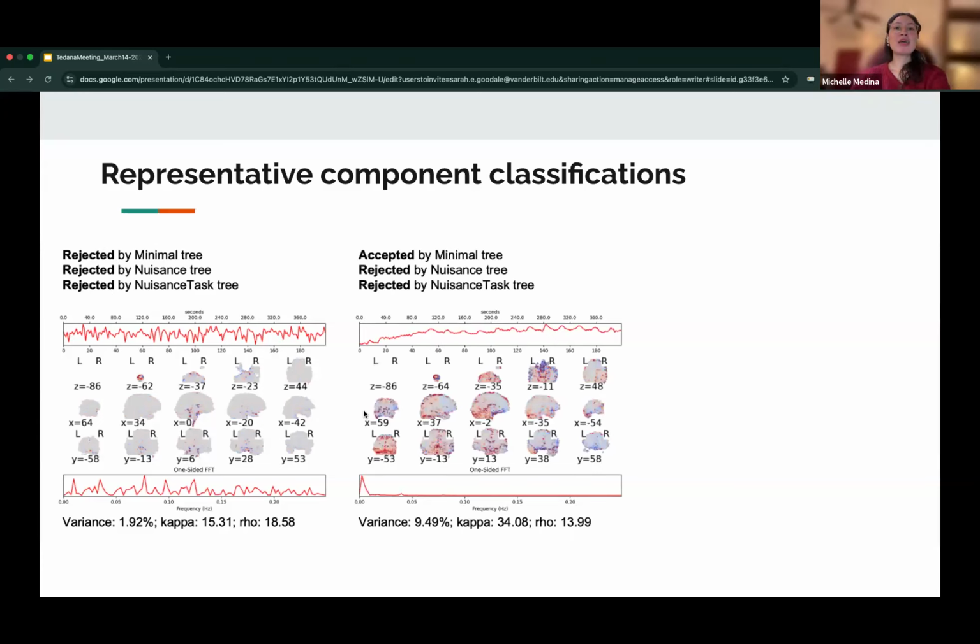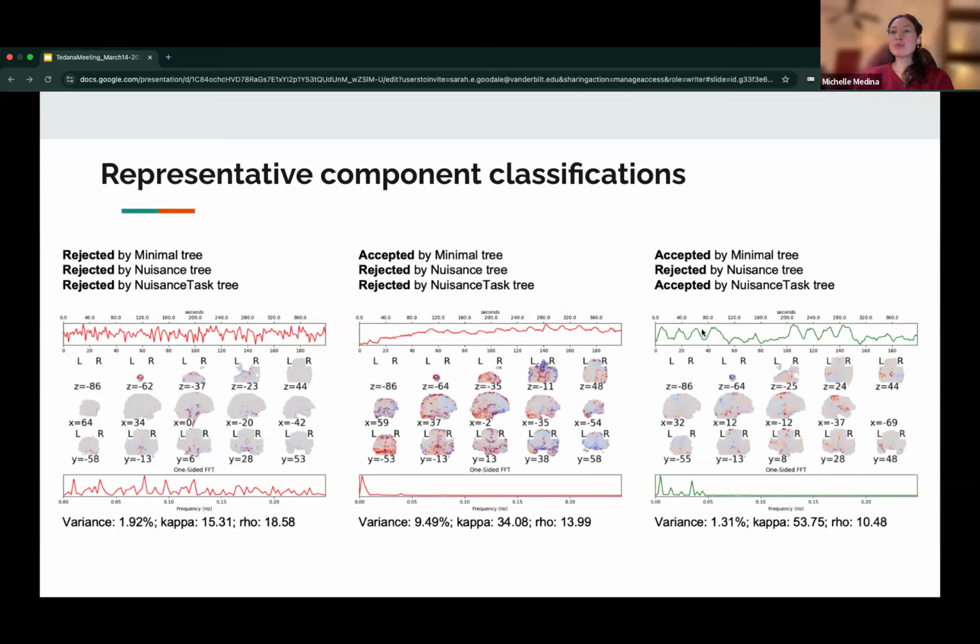Moving on to this one, although you do see a peak under the 0.1 hertz frequency that we would want for a component that we would want to accept, this component actually was correlated to motion in its time series, which is why it was rejected by both the nuisance tree and the nuisance task tree. I do want to point out that the minimal tree still accepted this component, so something to keep in mind.